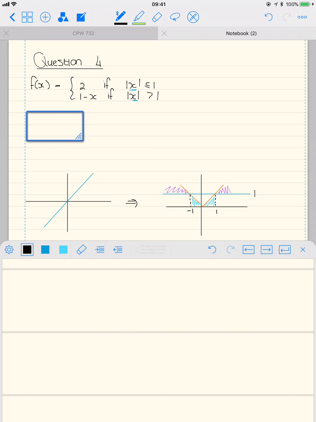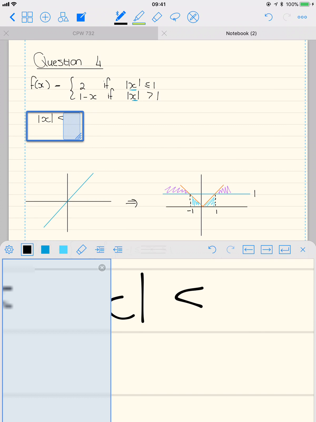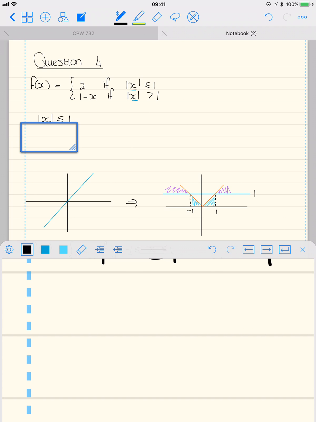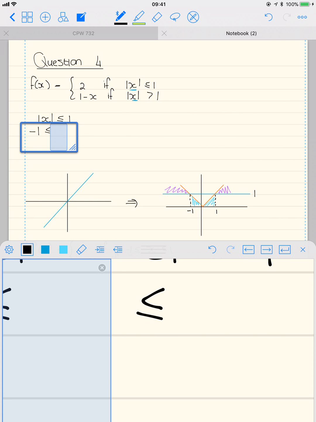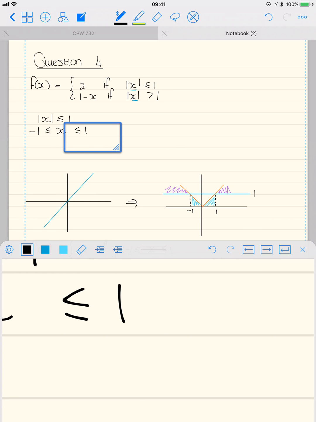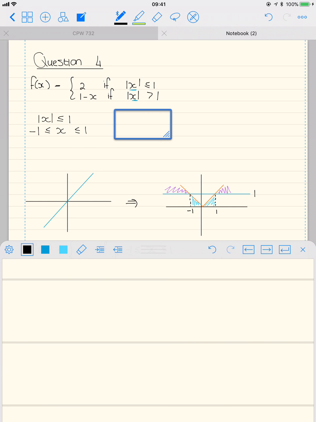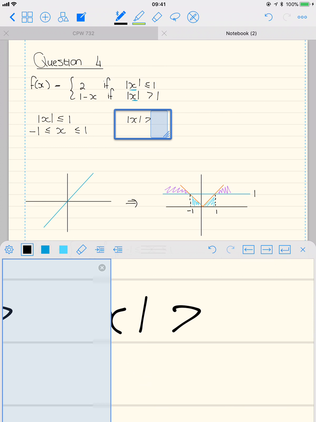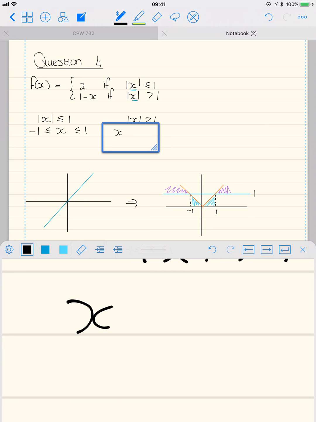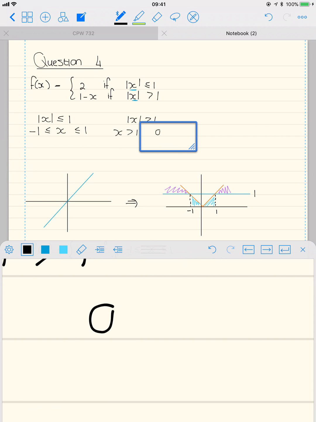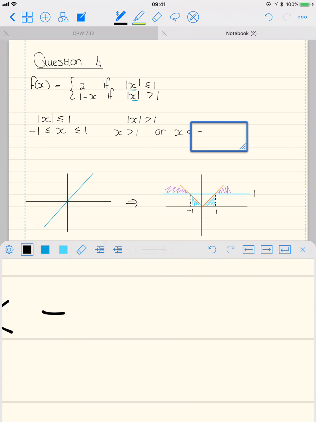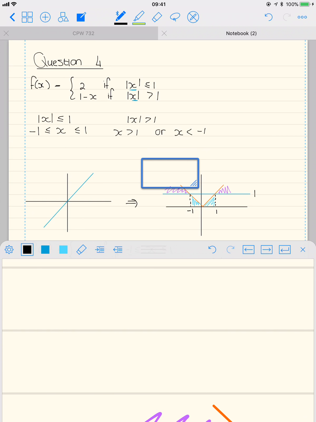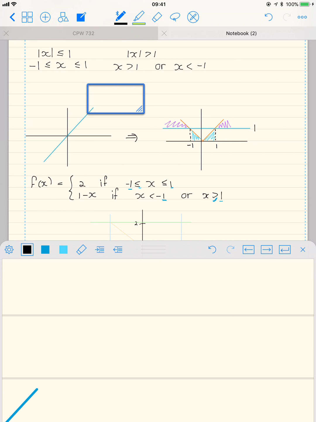So using your theorems, we know that when the absolute value of x is smaller or equal to something, it is between that. So it's minus 1, x, and 1. Okay? And then for the other part, when the absolute value of x is larger than 1, we know that x has to be greater than 1, or x is smaller than minus 1. Now you can also do it graphically, which I did do here, but I suggest that you memorize your theorems because it's a lot faster than using the graphical method.